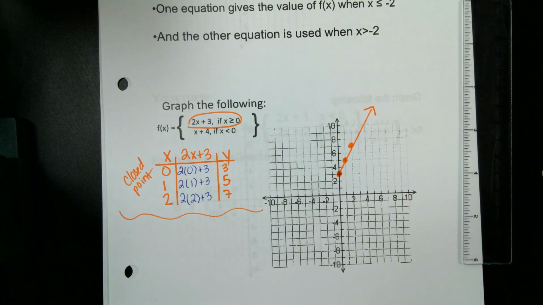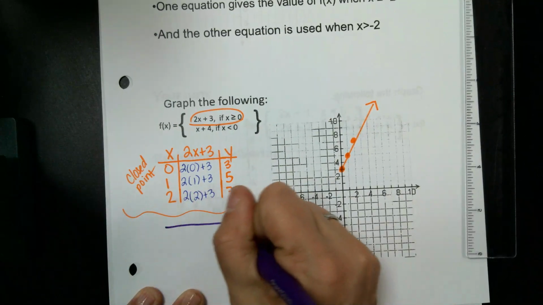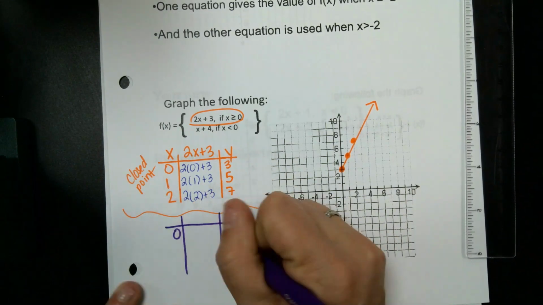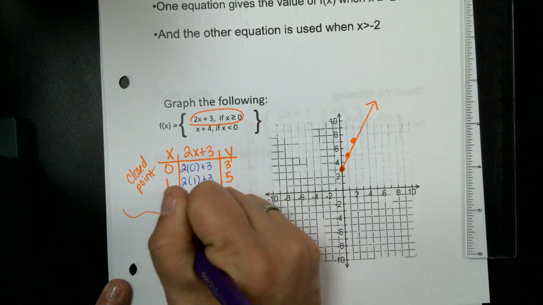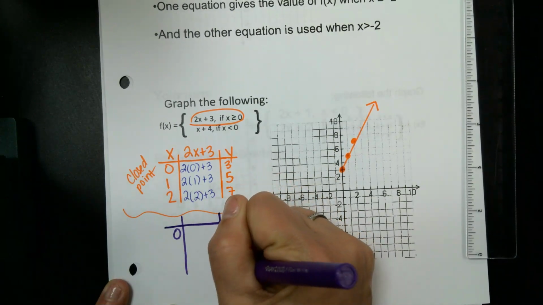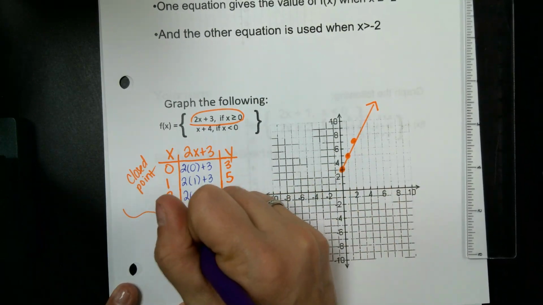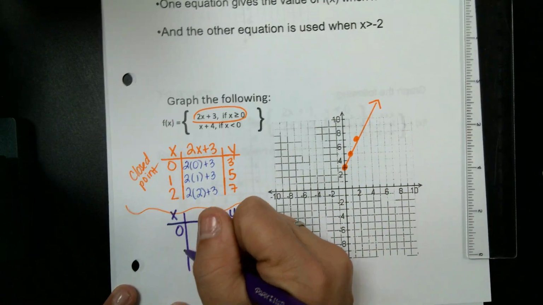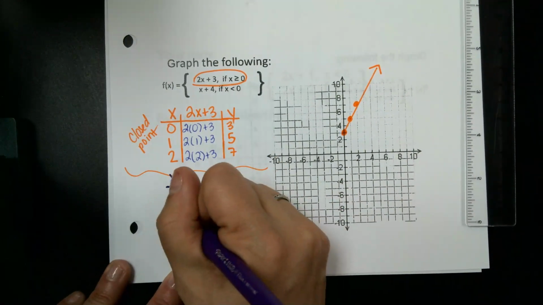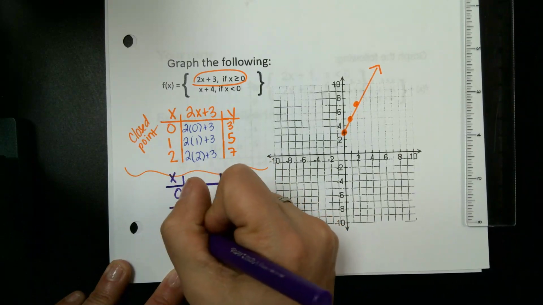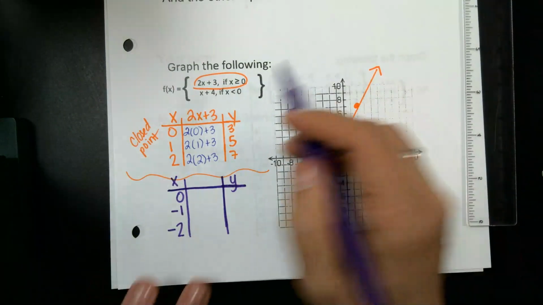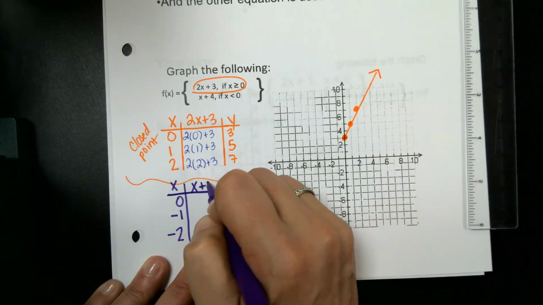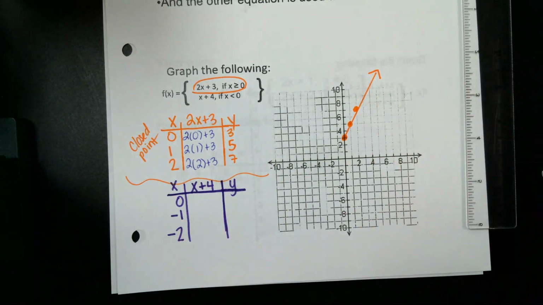Now we need to focus on the numbers that are less than 0. We're still going to start at 0 because we need to know what the 0 would be. And then what would the next two numbers be less than 0? Like what comes after 0 in the negatives? -1 and -2. So for anything less than 0, we're now using the x plus 4 function.